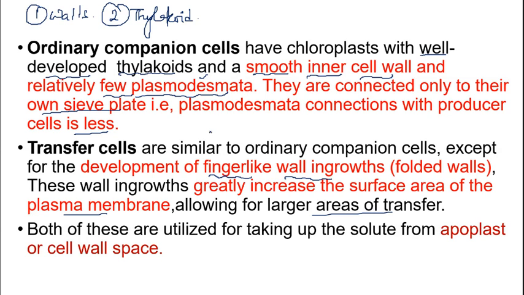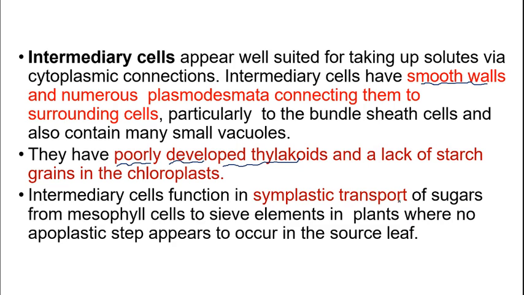Now what about transfer cells? The peculiar characteristic of these transfer cells is that they have finger-like projections. Again, one important thing to remember: these ordinary cells and transfer cells take up the solute from the apoplast, or the cell wall space. They take up the solute from the apoplast, but intermediary cells take the solute from the symplast. They transport the solute in the symplastic pathway.